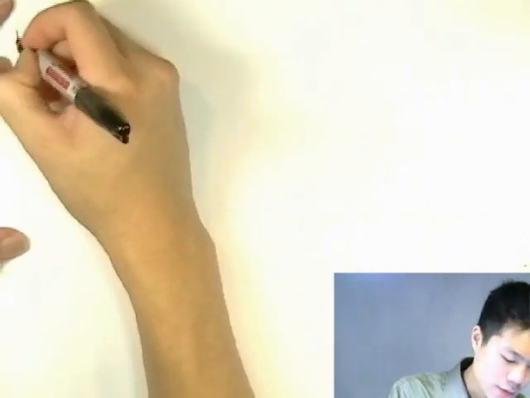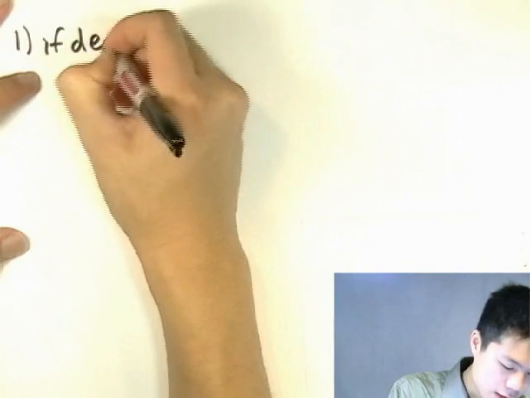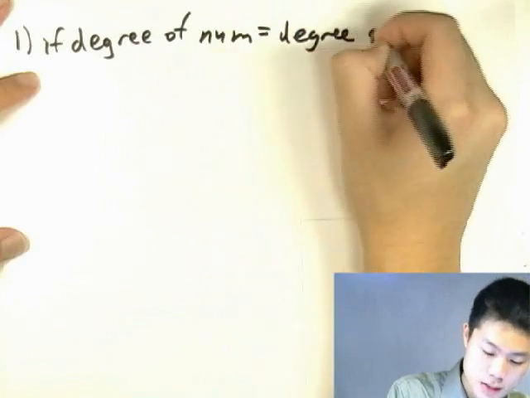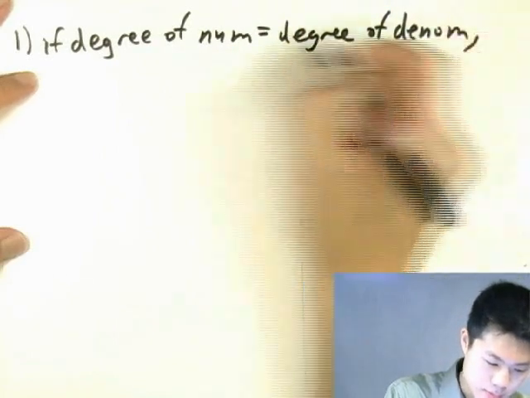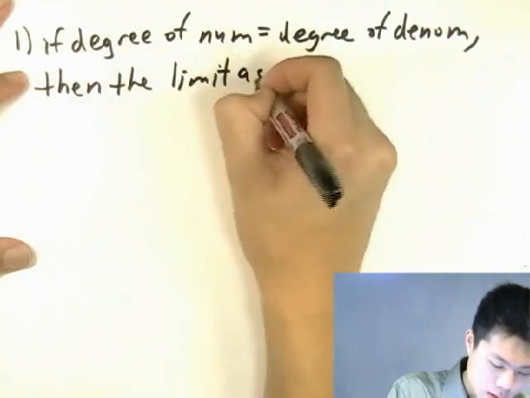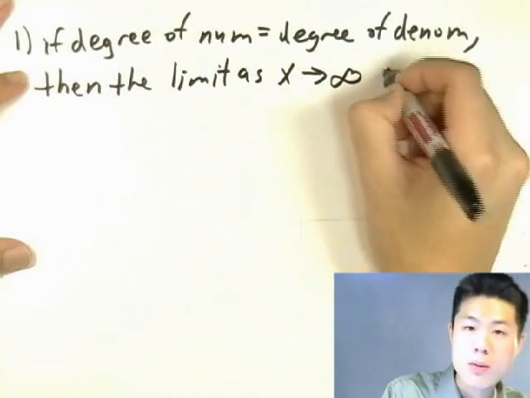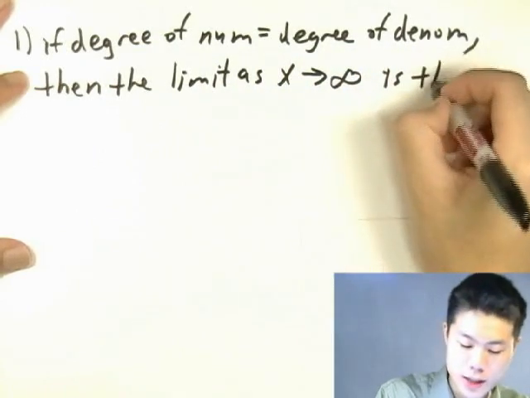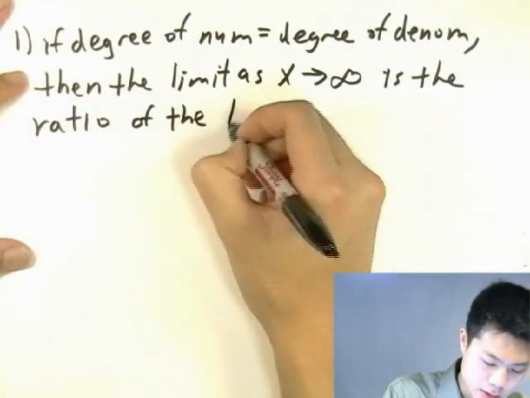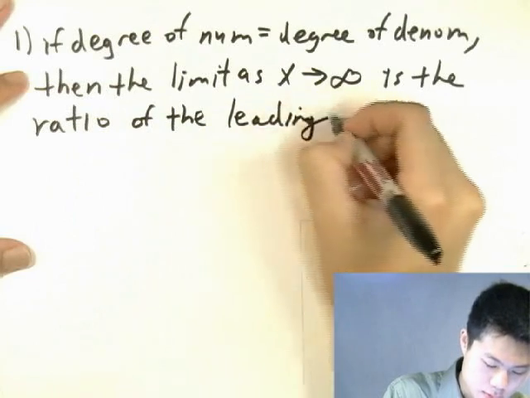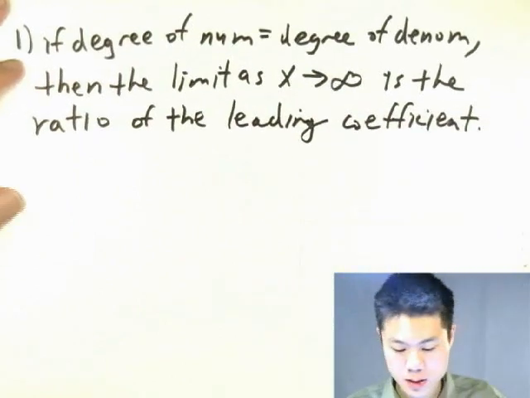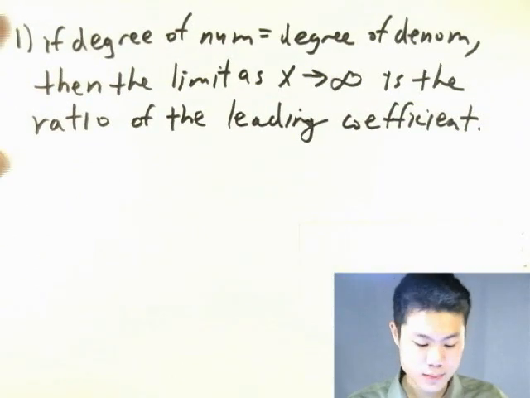Okay, so in the first case, you saw that if the degree of the numerator equaled the degree of the denominator, then the limit as x approaches infinity, what did it come out to be? It came out to be the ratio of the leading coefficients. Sorry about my messy writing there. Okay. So it came out to be that ratio.